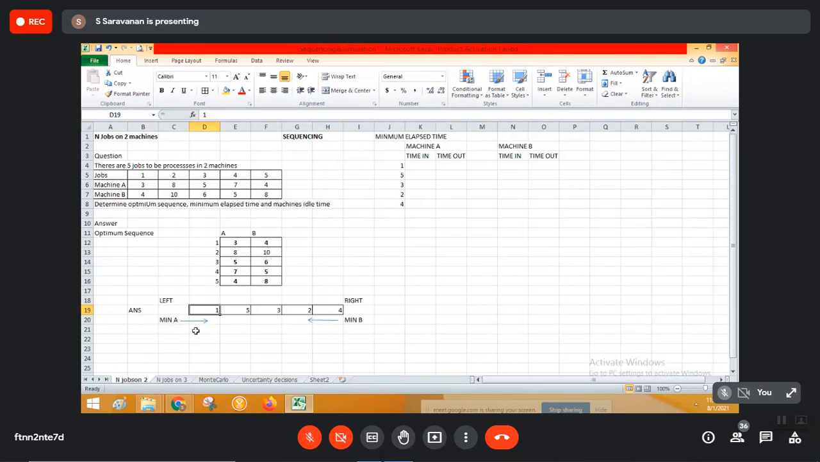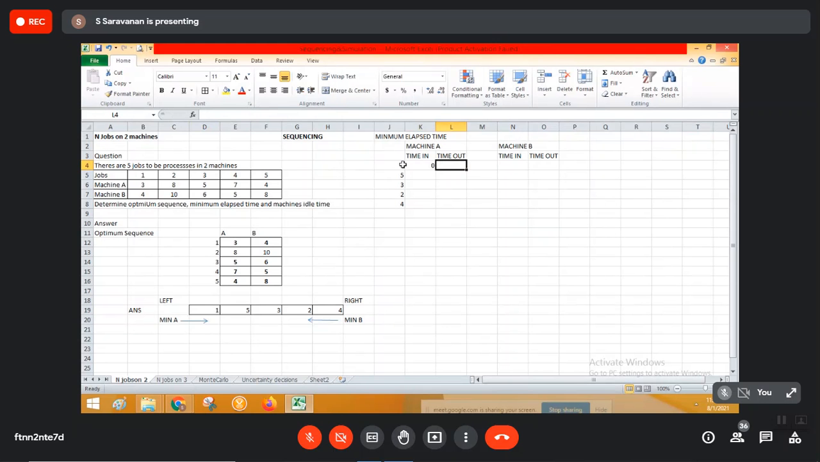So we start with machine 1, right? Okay. So what is happening here? When you enter that machine 1, you will basically start at 0, right? Am I right? So you will start at 0. Okay, so 0 is the time when you enter.